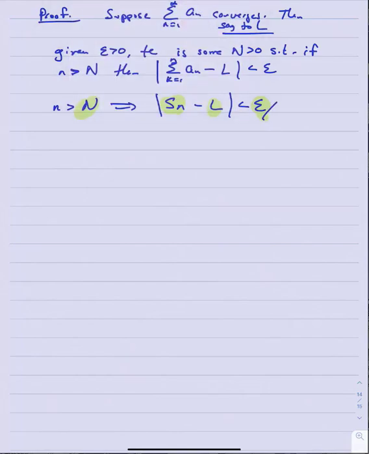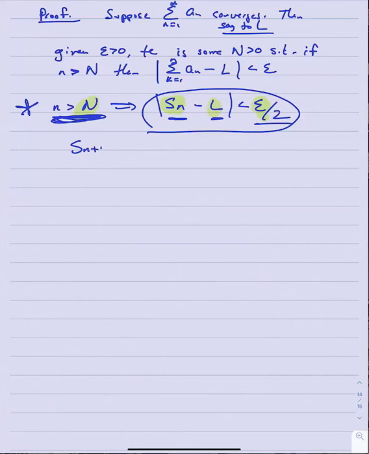All right, now, let's say I've found that N so that this is true. I can certainly make S sub n minus L less than epsilon over 2 just by choosing a larger N. So let's suppose I've done that. So let's suppose at this point, I know that if I go this far in the series, I can make the difference between my partial sum and my value for the series less than epsilon over 2. Okay, now here's something for you to think about for a minute. If this is true, is this also true?